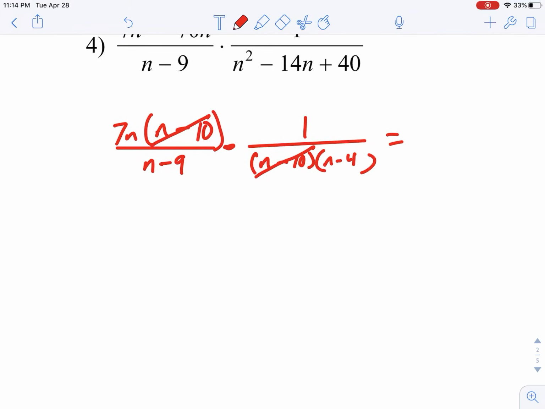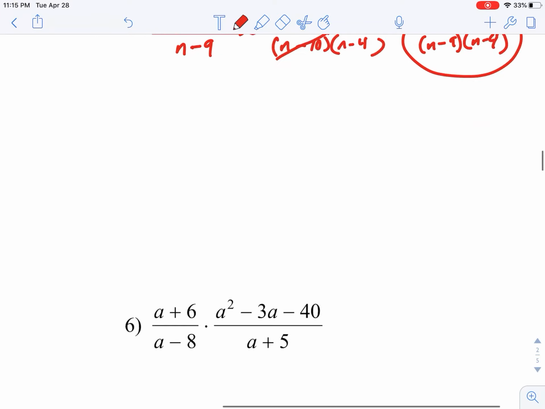On top, we've got 7n times 1, so top times top is 7n. Bottom times bottom, n minus 9 times n minus 4, we would write that like this. You'd have to put them both in parentheses. Oops, that 4 looks too much like a 9. And that should be our answer.